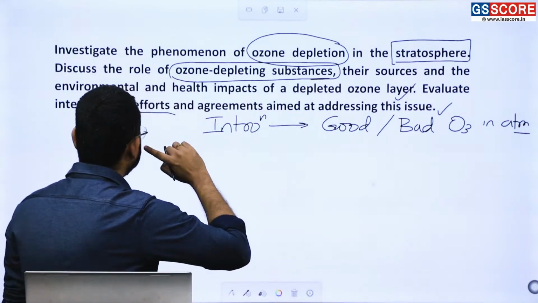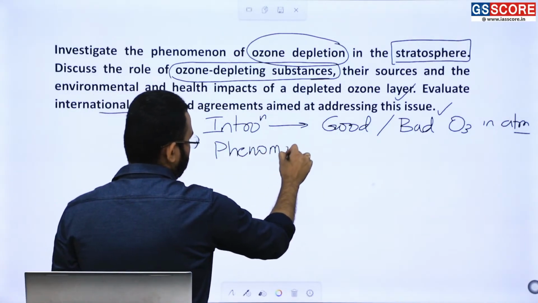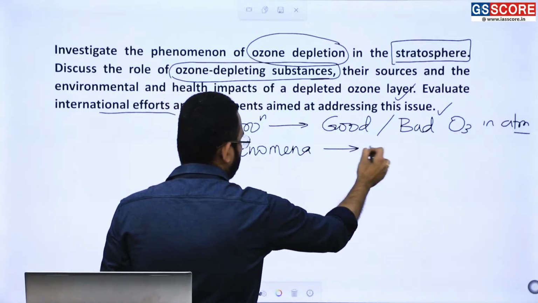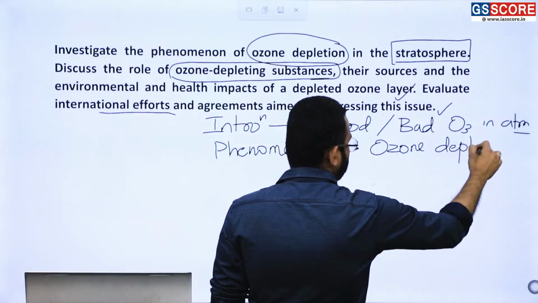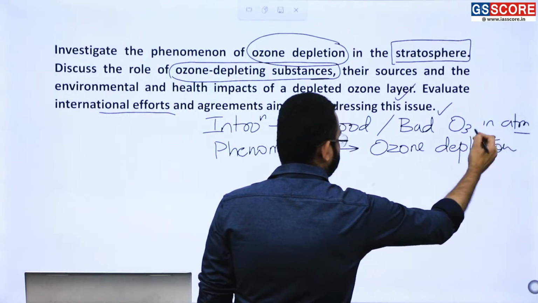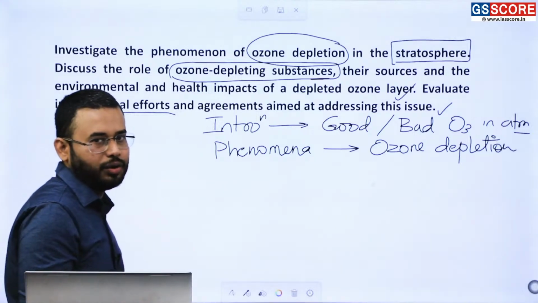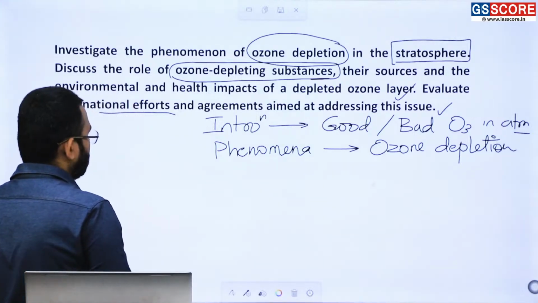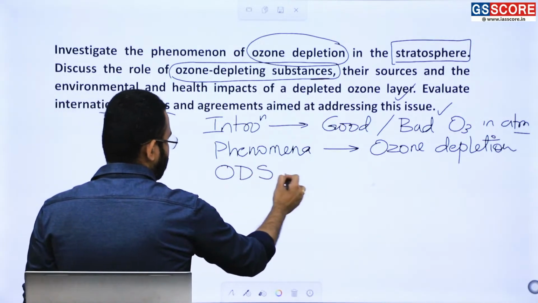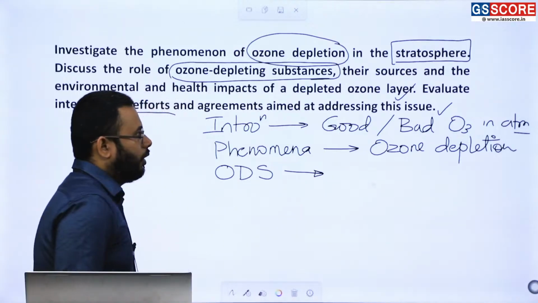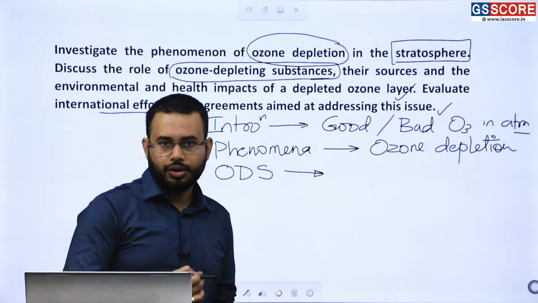Then explain the phenomena of ozone depletion. You can draw a diagram of the layers of the atmosphere and then indicate in the diagram how that depletion is happening. Then talk about ozone depleting substances, what are their sources, and their environmental and health impact because of the ozone depletion.